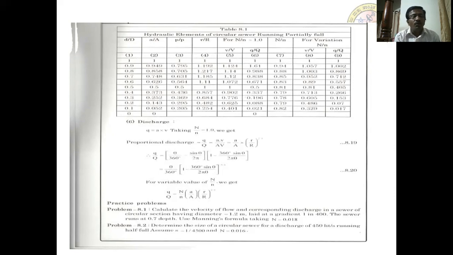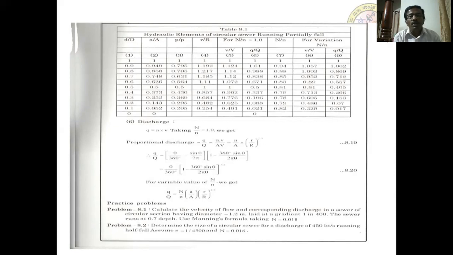Once the depth of flow varies, if it's partial flow, say 0.9 of the depth, then the values of A by A, P by P, and R by R go on varying. But if you observe the table, what about the value of R by R? It is greater than 1 for partial flow, that too for 0.9 depth. What about the value of V by V? It is 1.124, more than 1.